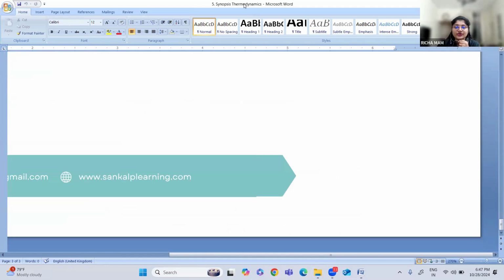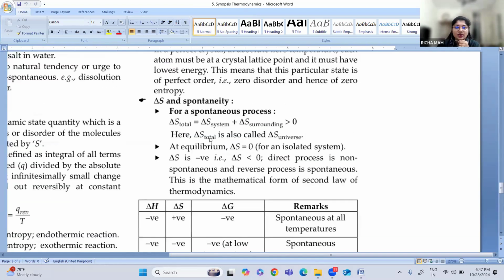So these were some of the definitions. Now let us see a few questions. This is how questions will come. Let us solve them.